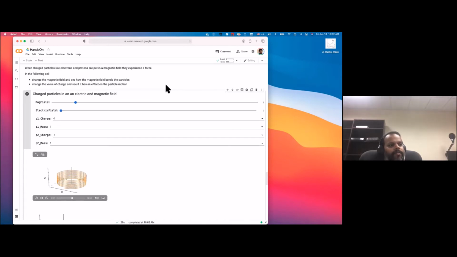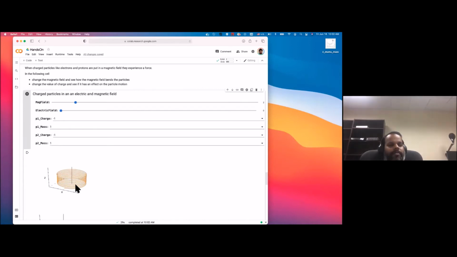You see only one particle here, right? But that's because they are tracing the exact same trajectory. They are right on top of each other, so you cannot really distinguish between one and the other.